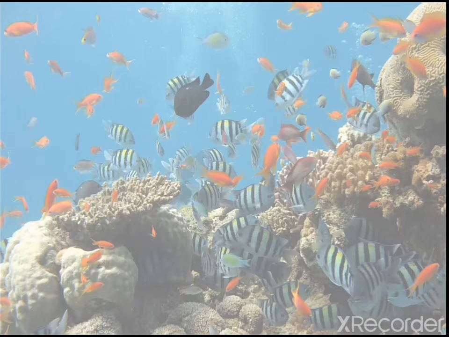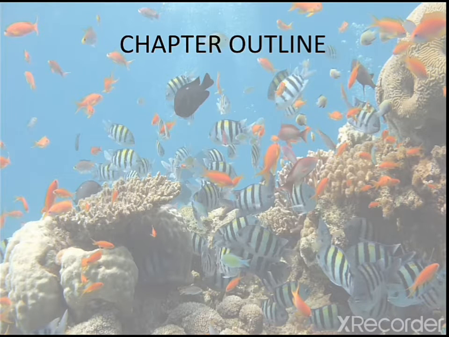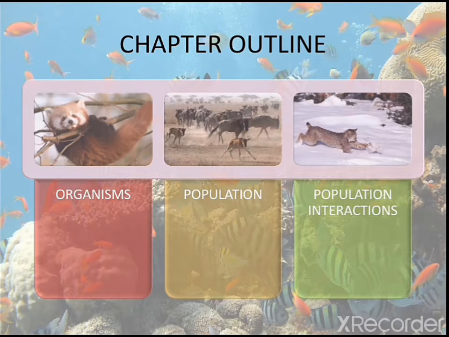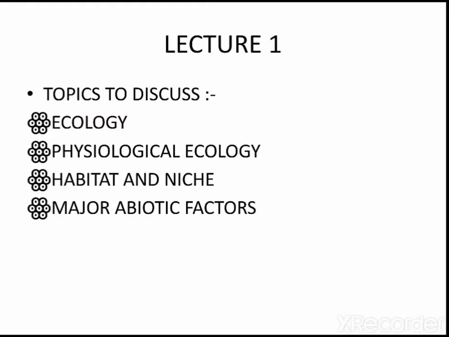So let us start with the first part. Before that, let us see the chapter outline. This chapter is broadly having 3 topics. The first topic is organisms, second is population, and the third is population interactions. So this is lecture 1, where we'll be discussing the basics of ecology, physiological ecology, habitat and niche, and the major abiotic factors. Only 4 topics we'll be discussing in today's lecture.